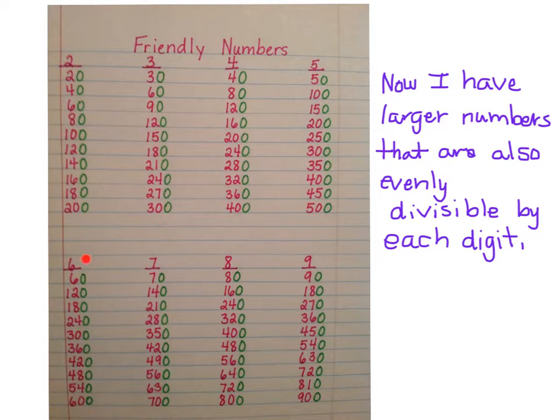So if I'm looking at, let's say, friendly for 6, not only 6, 12, 18, 24, 30, 36, 42, 48, 54, and 60, but 60, 120, 180, 240, 300, 360, 420, 480, 540, and 600 are also evenly divisible by 6. This is helpful when I'm dividing larger numbers. So if I'm dividing something other than like a 2-digit number by a 1-digit number, this becomes very helpful for me.